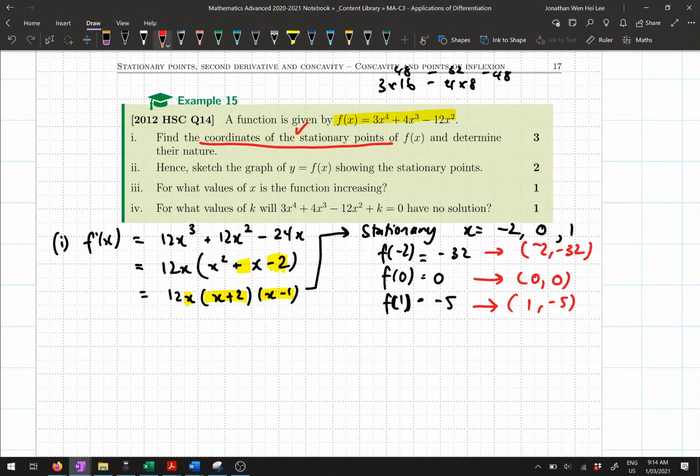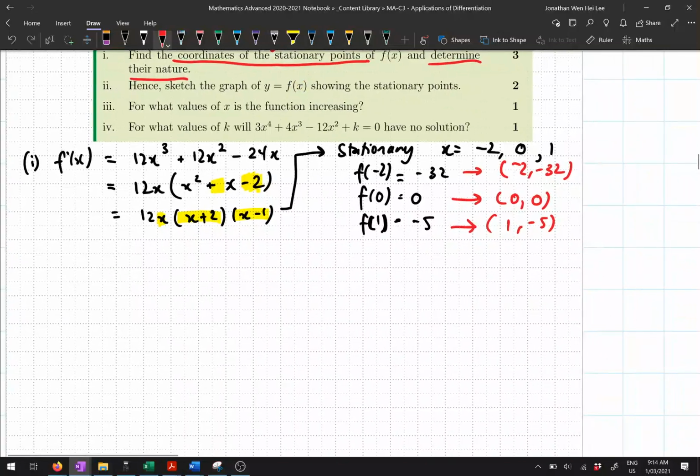So this first part we've ticked off. What do we need to do as well? We need to determine their nature. Excellent. Now, in the example that we did before, we did the table of values method. The second method is we can actually differentiate again, and once we've differentiated again, we can sub in the x values of my stationary points, and it will tell me the concavity at those given points. So let me show you how we do that.